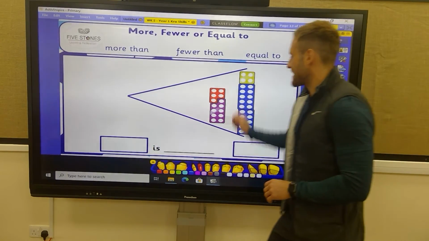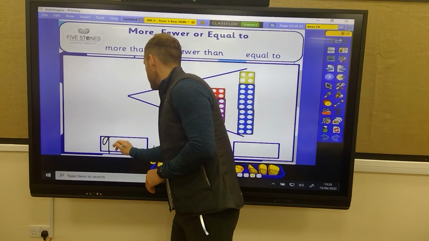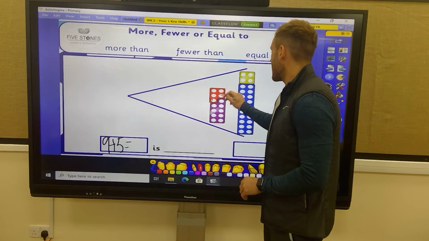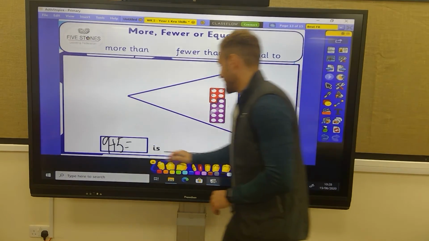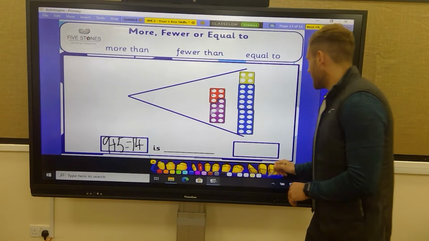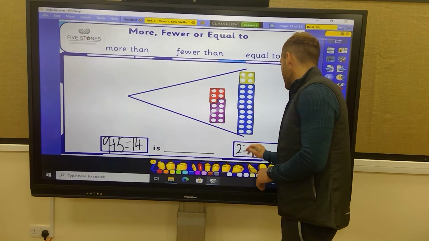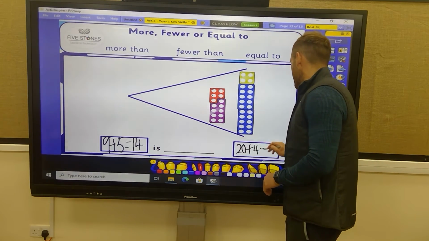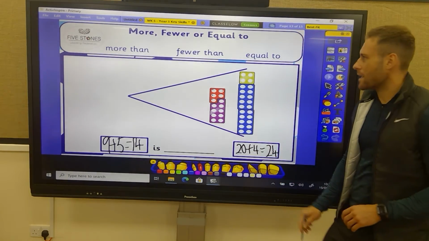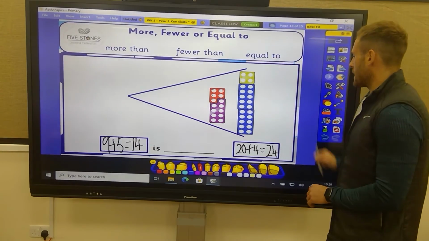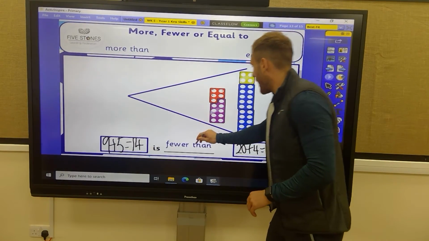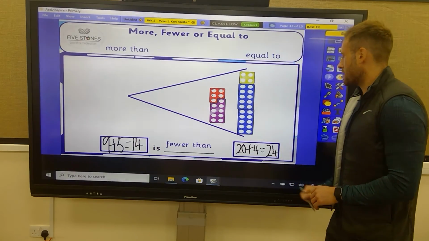Great, so we've got 9 add 5, and that equals 9, 10, 11, 12, 13, 14. Good work for getting that. Then we've got 10, 20, 24. So I'm going to go 20 add 4 is 24. Brilliant. And what do we think? More than, fewer than, or equal to? 14 is fewer than 24.